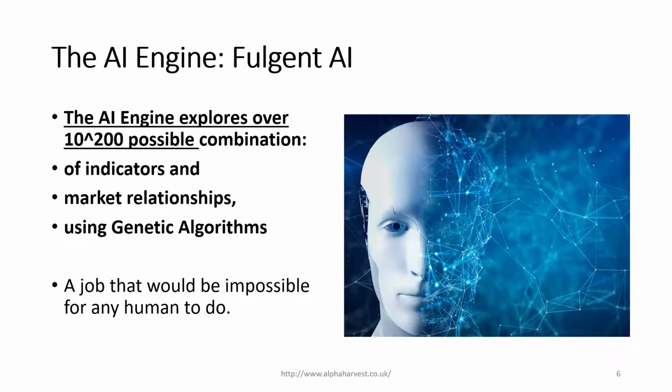Now, a tip of the iceberg explanation, briefly how it works. The AI explores 10 to the power of 200 different possible combinations of stock market indicators and market relationships, and we use genetic algorithms for this process. It's a job impossible for the human to do.